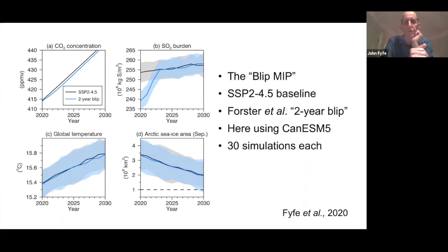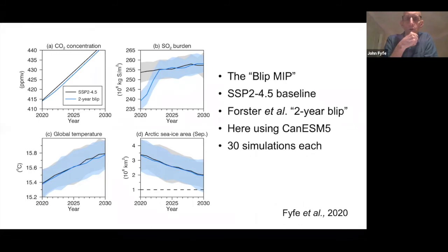And we're showing CO2 concentration, SO2 burden, global temperature, and Arctic sea ice. If you look at the CO2 concentration plot, we have emissions, but offline, the concentrations were produced by the Forster et al. group, and it's the concentrations that are imposed. So there's no internal variability, but you can see the baseline CO2 is increasing. In the 2-year Blip experiment, there's a slight decrease, and then CO2 concentrations also increase, but at a lower level.